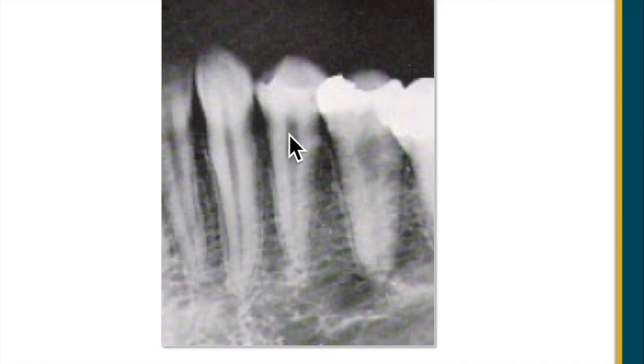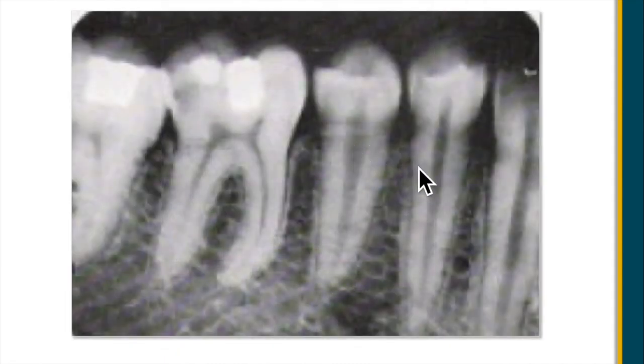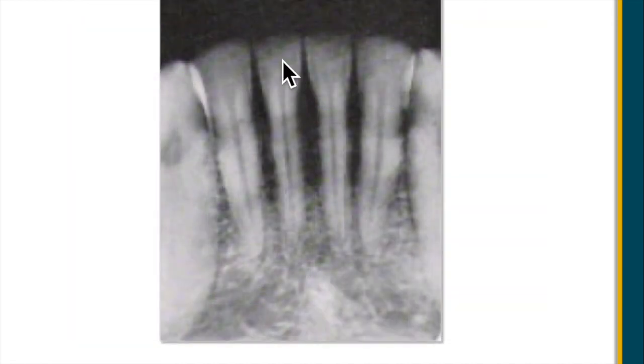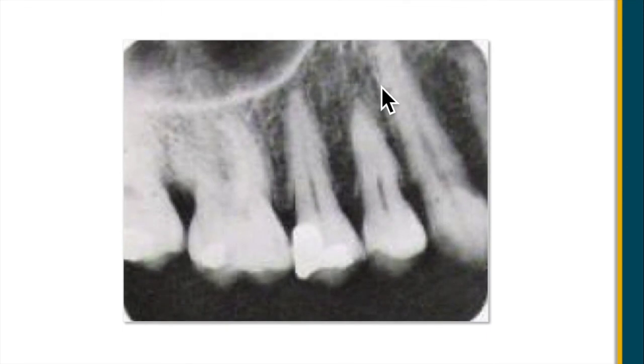22, 21, 20. You see the large cavity here, amalgam filling, on tooth number 30. 25, 24, 23. Again, floor of the sinus. Tooth number 3.